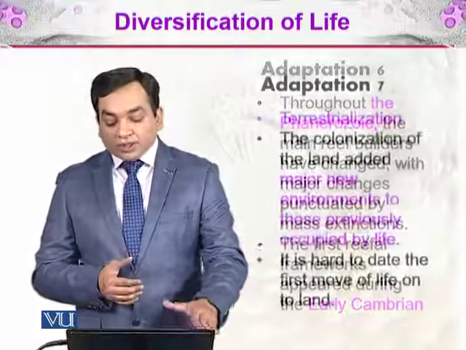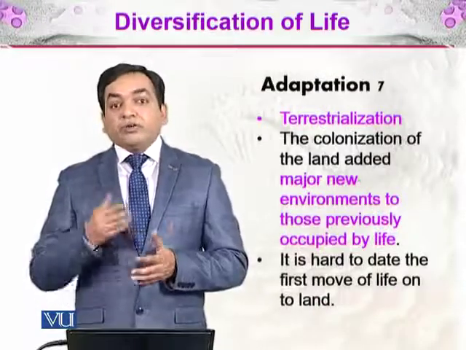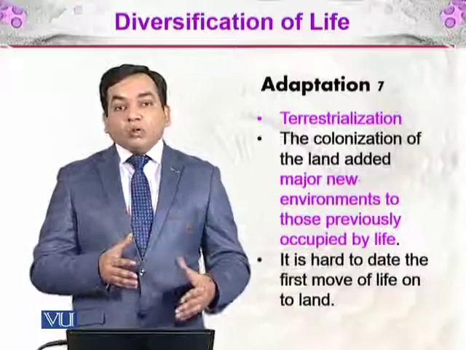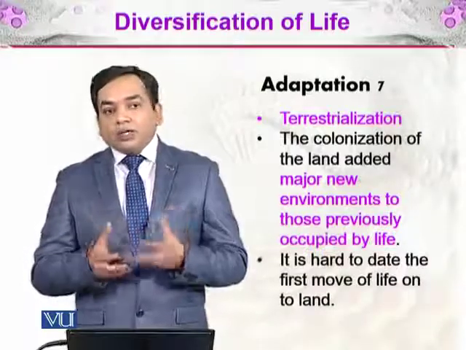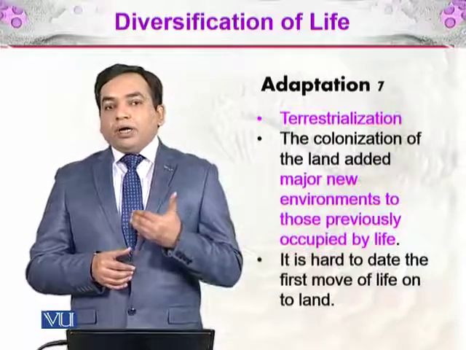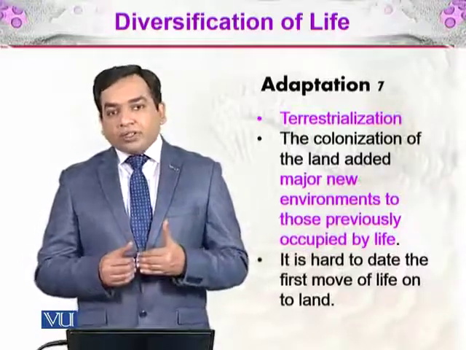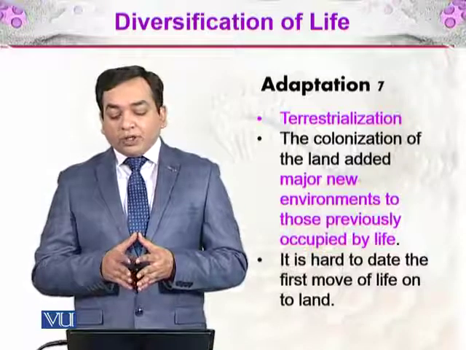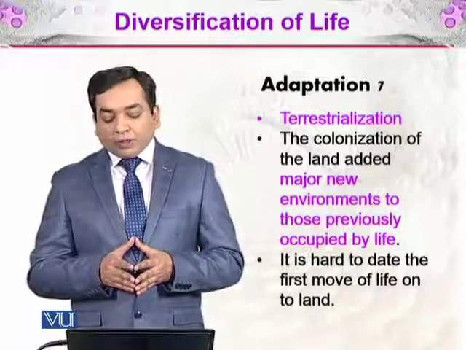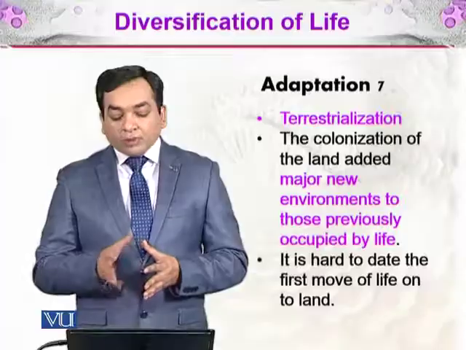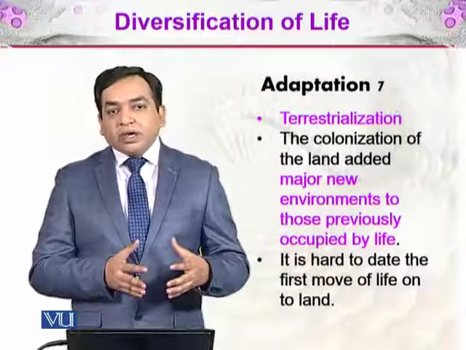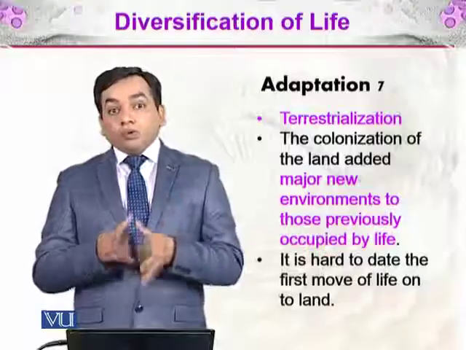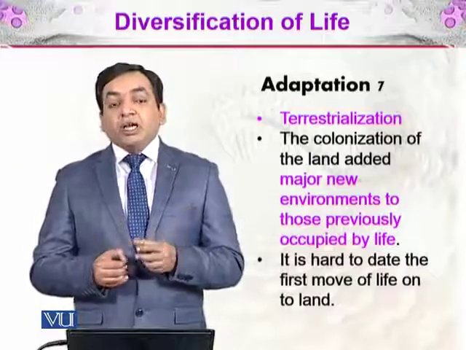So this was adaptation 6, and then there is adaptation 7, which is terrestrialization. Terrestrialization means living on the land environment. So earlier life was formed in the oceans, in the marine environment, and it progressed further onto the land. The colonization of land added a major new environment to those previously occupied by life, right? So it is hard to date the first move of life on the land, but we can see some plants and some animals which were first to come on the land, and that too was due to adaptive radiation because they produced some features.